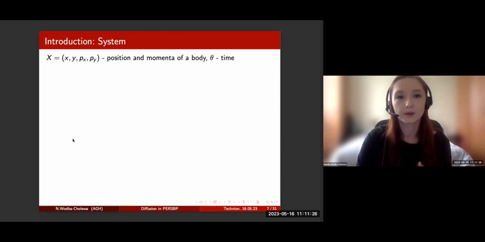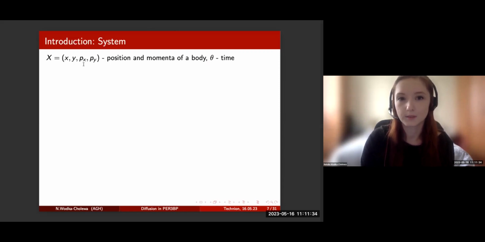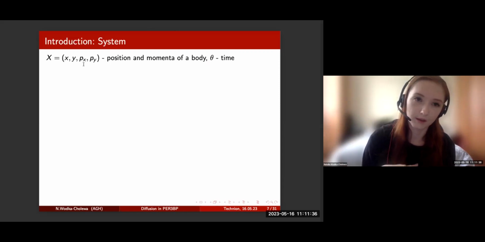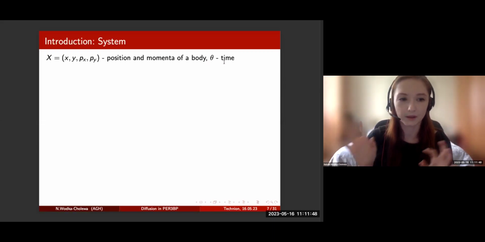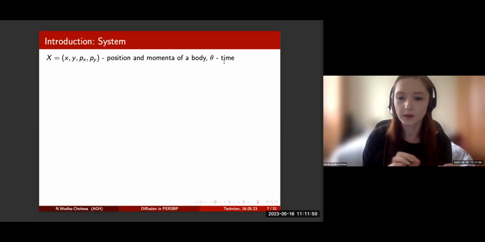So we will have positions and momenta of the body. So x, y and px and py. So px is the momenta connected with the x direction, and py is the momenta connected with the y direction. Okay, and we have theta, the time in our system. So we have the third body between the two bodies that is moving, and we are interested in this motion.